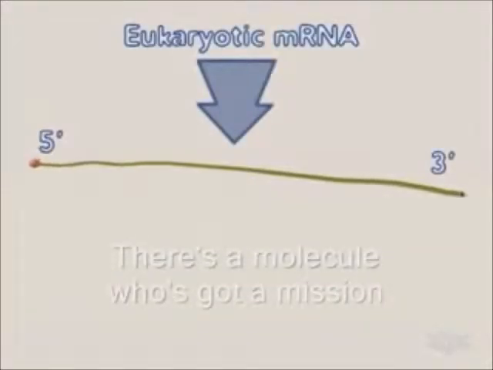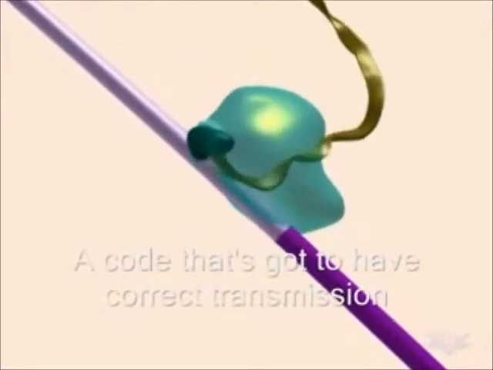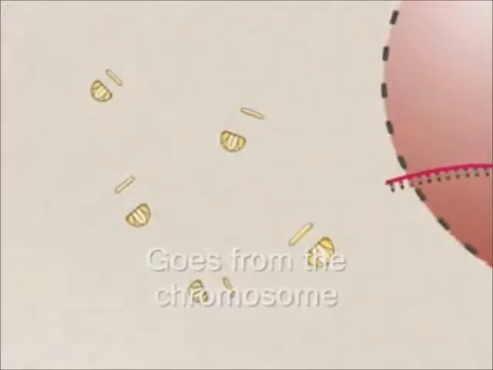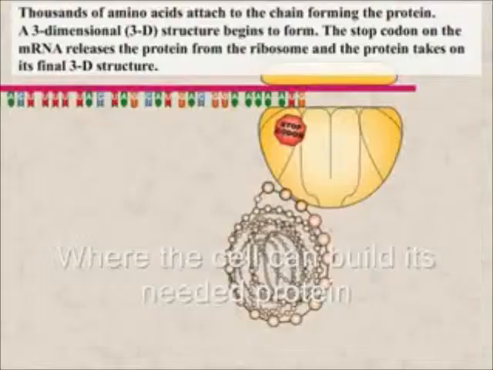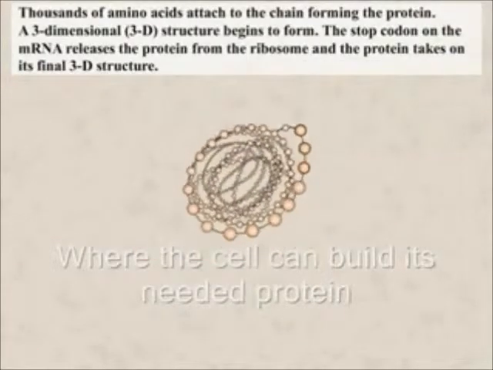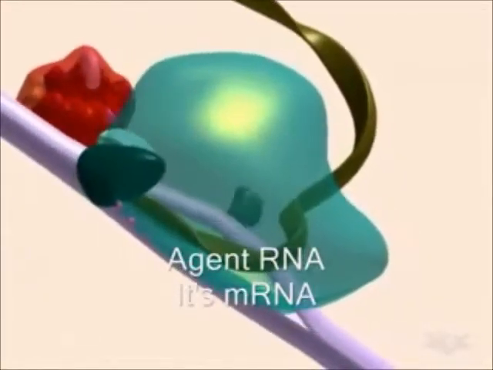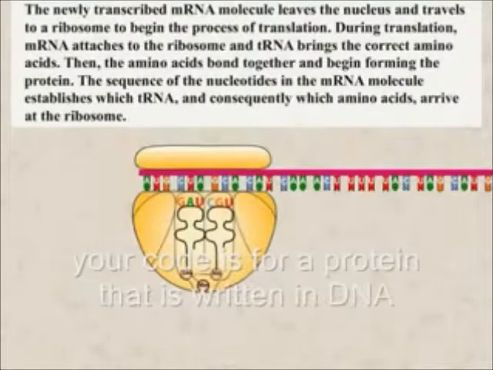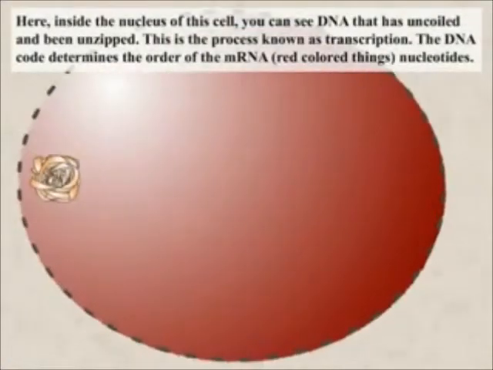There's a molecule who's got a mission, a code that's got to have correct transmission. Goes from the chromosome out to the ribosome, where the cell can build its needed protein. Agent RNA, it's mRNA. Your code is for a protein that is written in DNA.